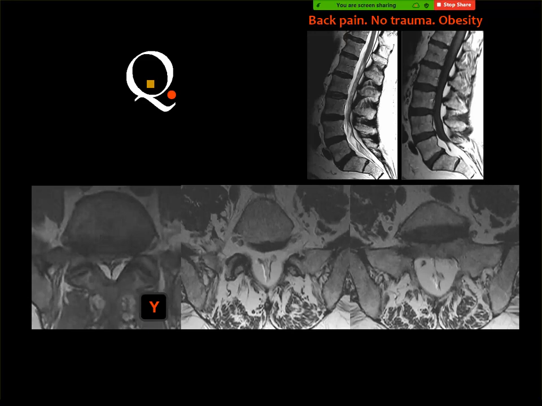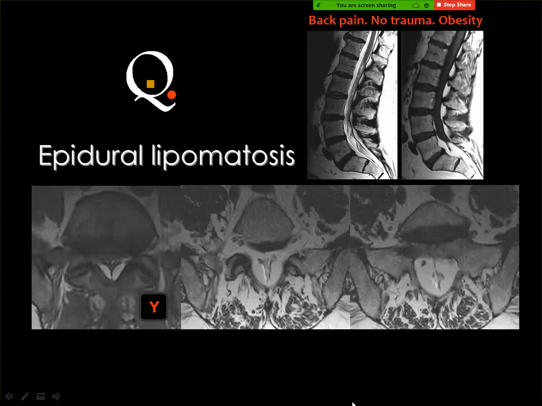Y-shaped thecal sac. Ligamentum flavum hypertrophy and calcification. Secondary spinal canal stenosis. Acquired spinal canal stenosis. Are these the ligamenta flava? They are bright. Ligamenta flava should be black. It's fat. Yes. And whenever you have excess fat inside the spinal canal, this is known as epidural lipomatosis.